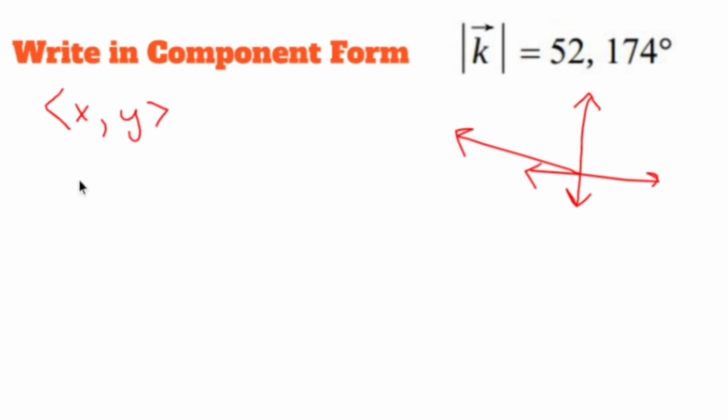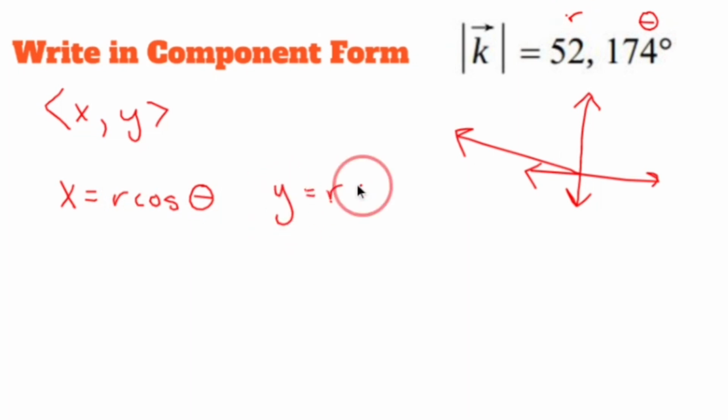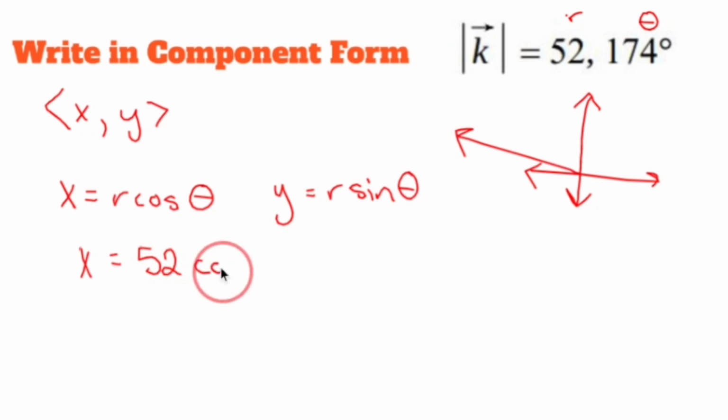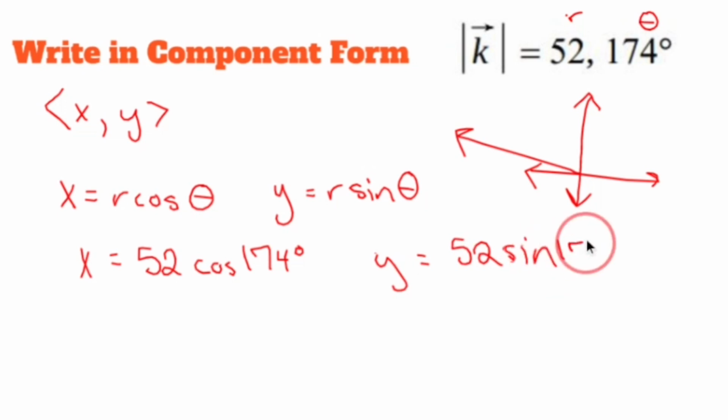Well, we remind ourselves about polar stuff, and we use the fact that x equals r cos theta. That's my theta. Nope, that's my theta. That's my r. And y is going to equal r sin theta. So x is going to equal 52 cos 174 degrees. y is going to equal 52 sin 174 degrees. This is definitely a calculator exercise. I'm not going to pretend I'm going to do this in my head.